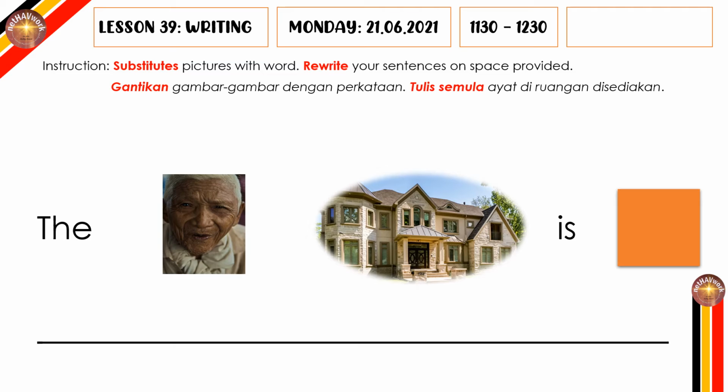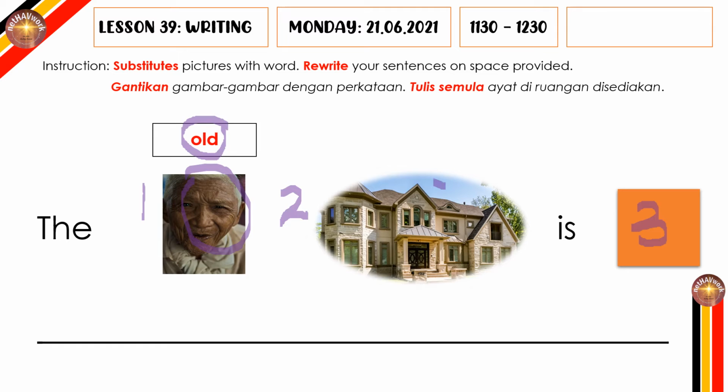Alright, so the instruction is substitute pictures with words. Rewrite your sentences on space provided. So you will have picture number 1, picture number 2, and picture number 3. So what you are going to do? Number 1, you look at the picture and you need to write old. And then after that you look at the house. So you need to write house.